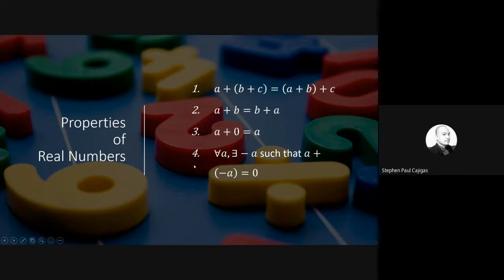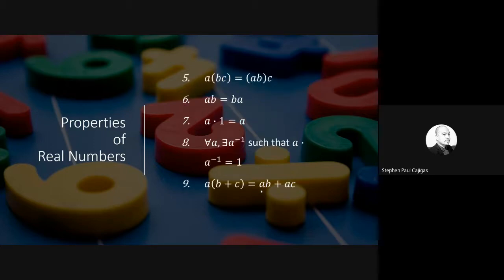The fourth property is the existence of an inverse element. So for any real number, we will be able to find the inverse, which we will denote by negative a, because when we add that real number plus its inverse, so a plus negative a, the result is the identity element. Since this is addition, the identity element is 0.